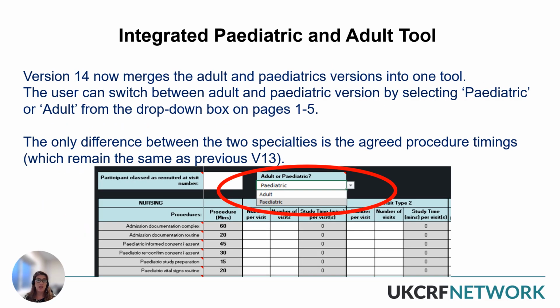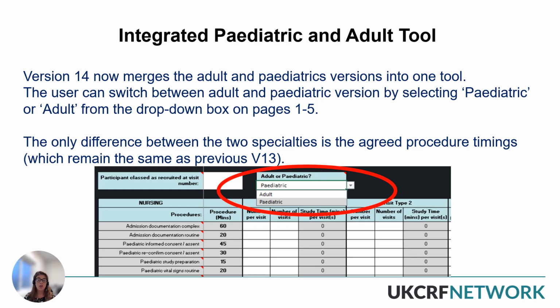Version 14 now merges the adult and pediatric version into one tool, whereas previously these were separate. The user can switch between adult and pediatric version by selecting pediatric or adult from the drop-down boxes in pages 1 to 5. Now, the only difference between these two specialties is that the agreed procedure timings differ slightly for some activities, such as measuring vital signs or receiving consent. And this is because these activities will take longer in a pediatric than in an adult participant.